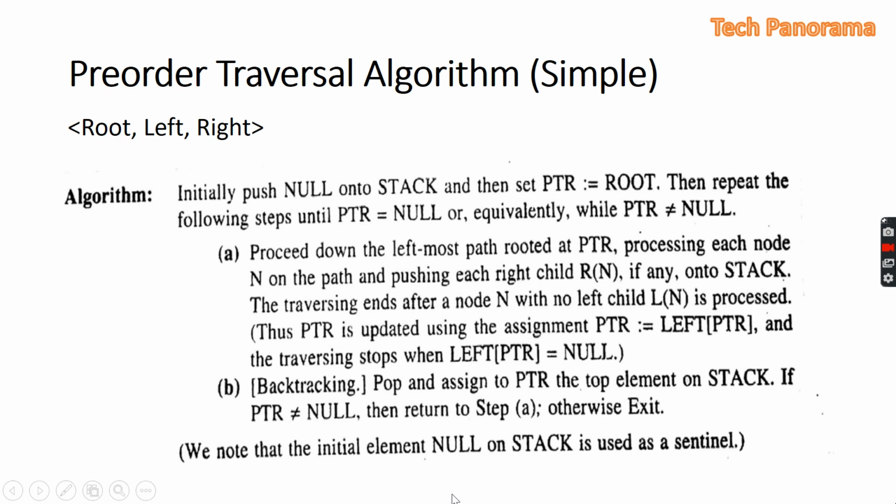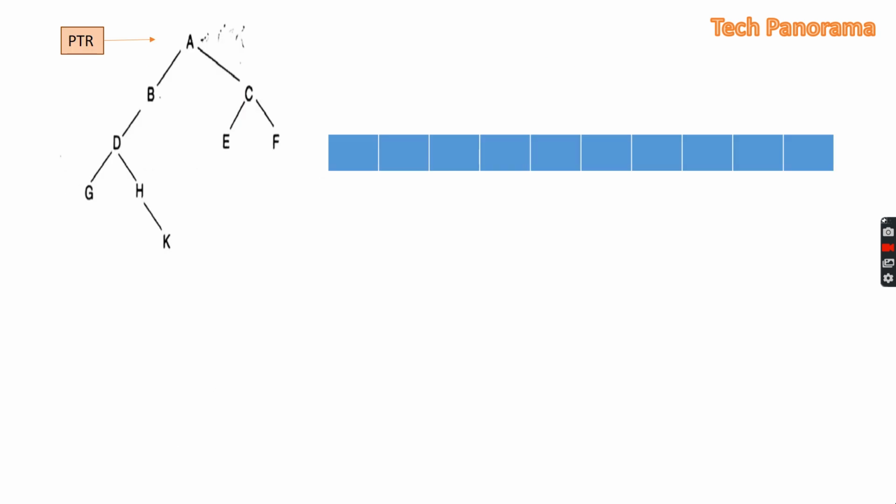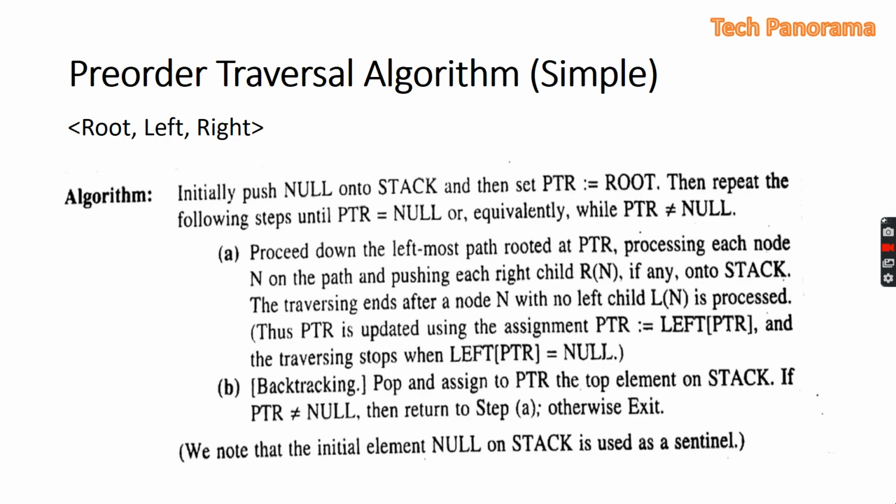I will show this using an example. Here, first we are taking a stack, an empty stack. Initially, we have two steps. First, we are pushing a null into the stack, and then setting ptr equal to root.